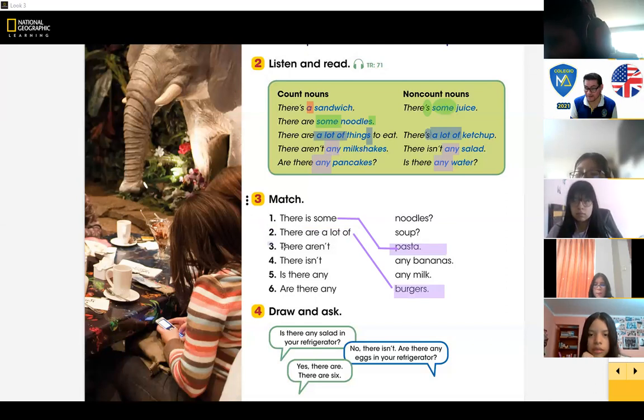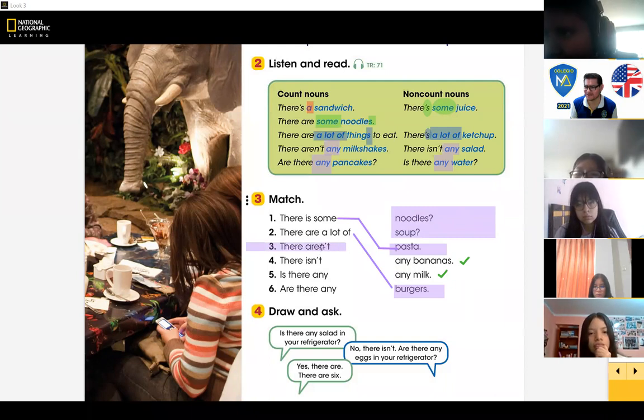Vamos aquí. Mira. Dice there aren't. Affirmative, negative, or question? Negative. Ok. Si es negative, descarto aquí que tienen question. Y hemos dicho que todas las negatives siempre trabajan con any. Entonces podría ser cualquiera de estas dos. Any milk. Pero mira lo que dice aquí.